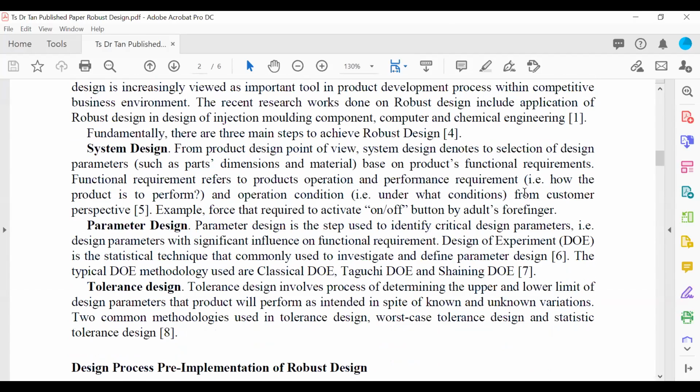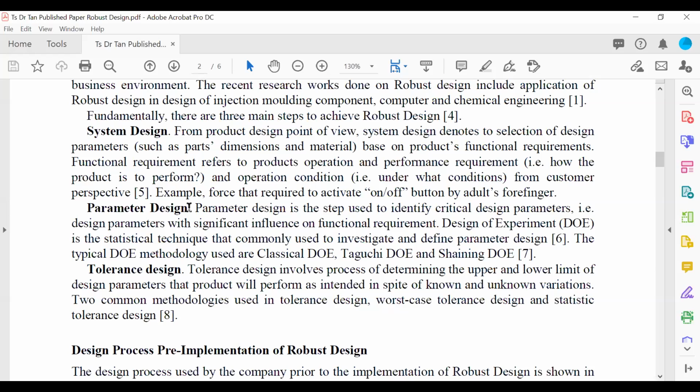So this is an example, okay, I want to show an example. An example of system design is the hose and connector example: the force required to insert. Oh no, this is another example: the force required to activate an on-off button by a finger. This is a system design. Okay, and parameter design.